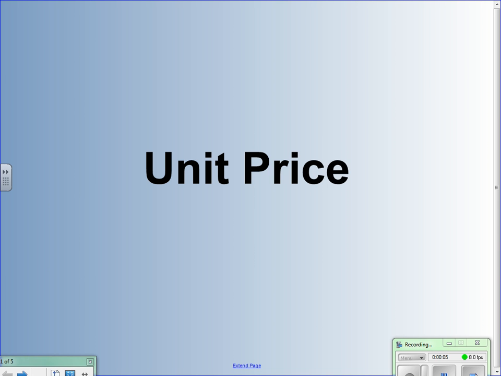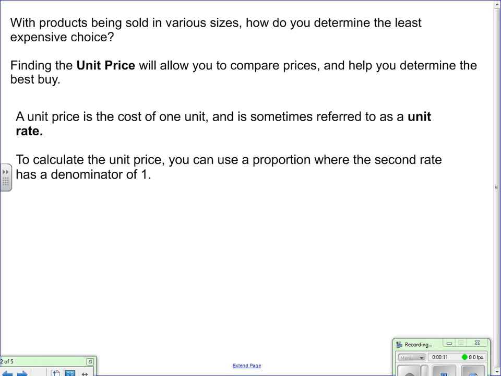Fisher's Math Essentials podcasts. This podcast is on unit price. So, with products in the store being sold in various sizes, one of the questions that comes to mind is how do we determine the least expensive choice? One way to do it is to find the unit price, and the unit price will allow us to compare prices and help to determine the best buy.